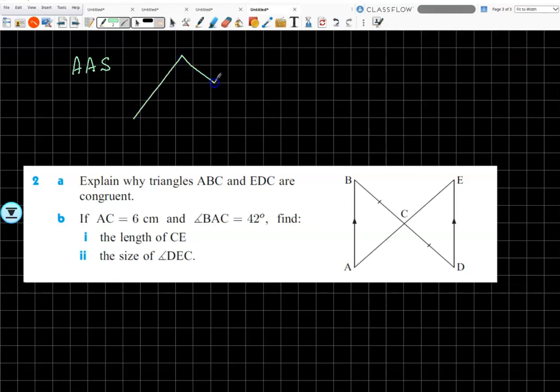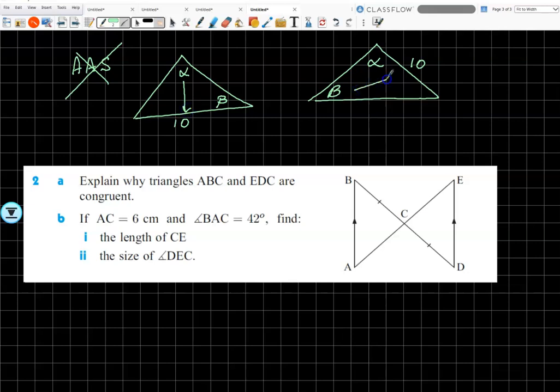Right, if we had, let's go beta, alpha, and I said 10, and then I've got beta, alpha, and I said 10. I've got 2 angles that are the same and a side that's the same. Huzzah! Negatory. This is not AAS, because this side is opposite your alpha and this one is opposite the beta. For it to be congruent because of AAS, you've got to make sure that they're opposite the same angle.